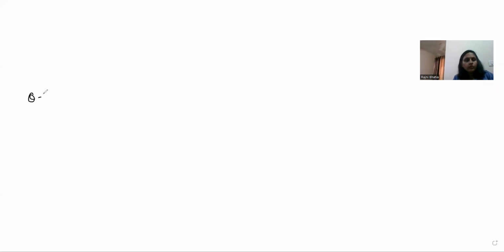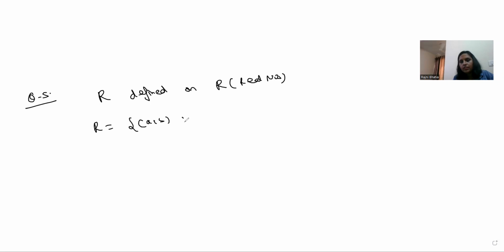Now we'll move to question number 5. Question number 5 says check whether the relation R defined on the set R of real numbers, it is defined as R is equal to A comma B such that A is less than equal to B cube. We need to check whether the relation is reflexive, symmetric, or transitive or not.